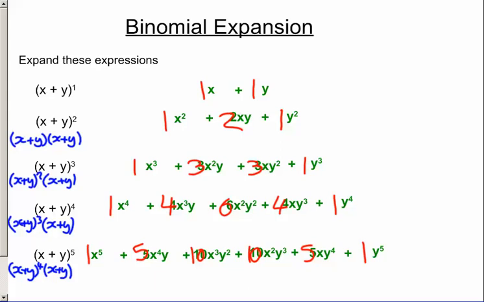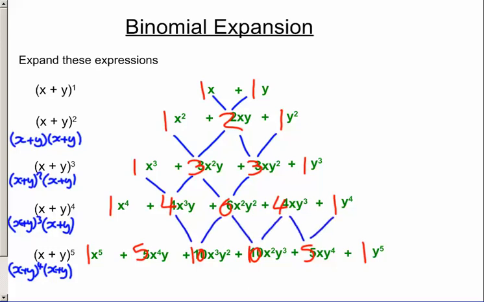For example, all the first and last numbers are 1. Another, every row is symmetrical. And a third one that's really useful is how to make it. And that is that any number is the sum of the 2 numbers above it. 3 is 2 plus 1. 2 is 1 plus 1. 6 is 3 plus 3. 4 is 1 plus 3. 10 is 4 plus 6. 5 is 4 plus 1. And any number in Pascal's triangle, that's what this is, Pascal's triangle, is made that way.